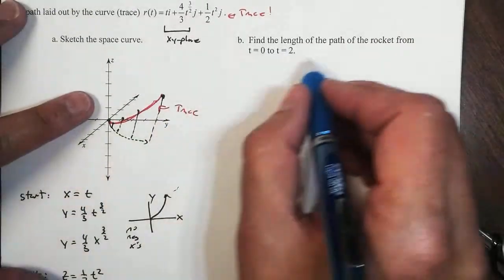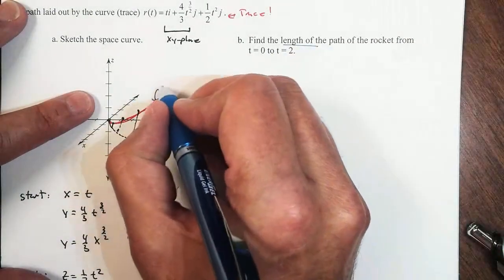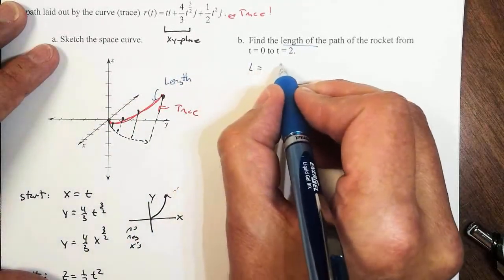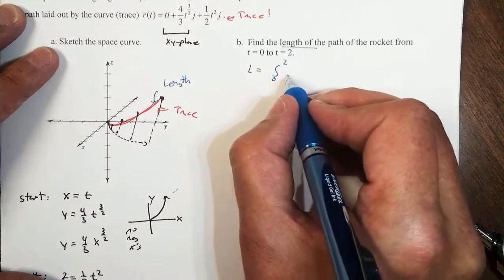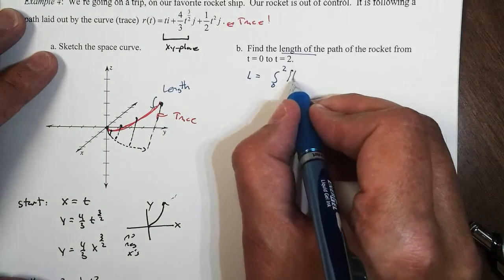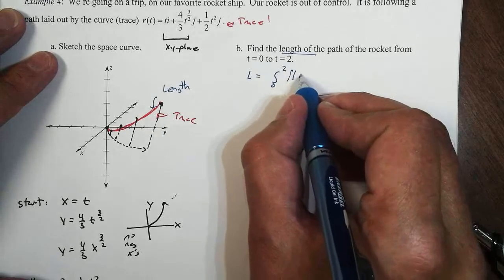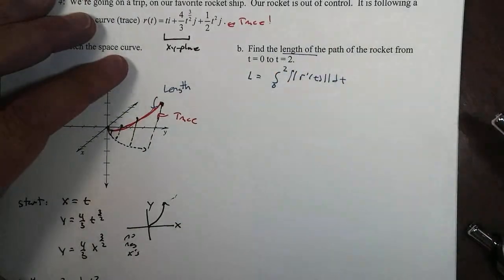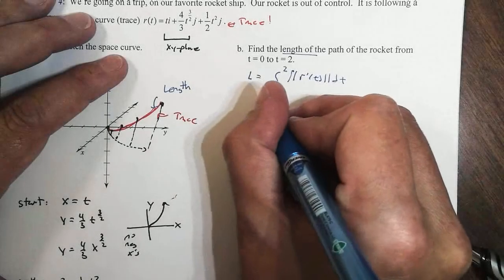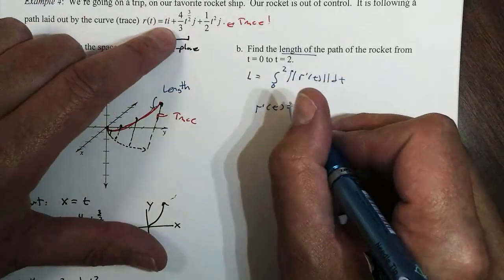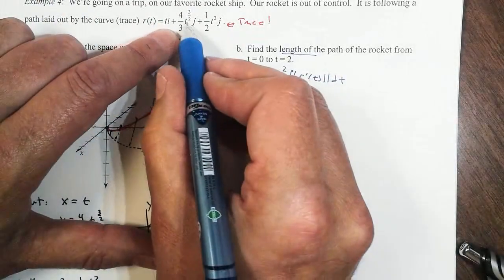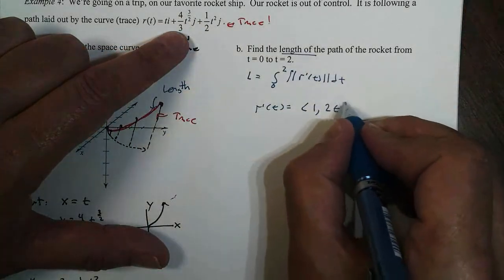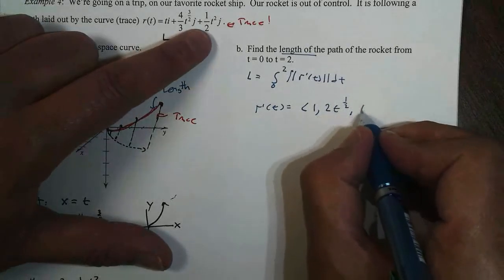Now the next part says we want to find the length of this rocket's path. So we do have a formula for that. L equals the integral from 0 to 2 of the magnitude of r prime of t dt. So we need r prime, of course. So let's go ahead and get r prime of t. That's not too bad to do. This just becomes 1. Oh, this one's pretty nasty. The 3's are going to cancel. The 2 makes that a 2. So we get 2t to the 1/2, and this just becomes t.